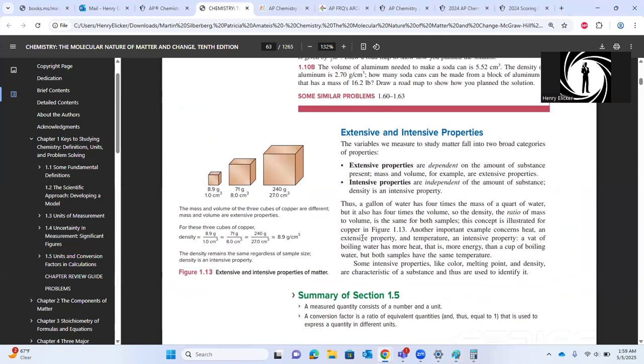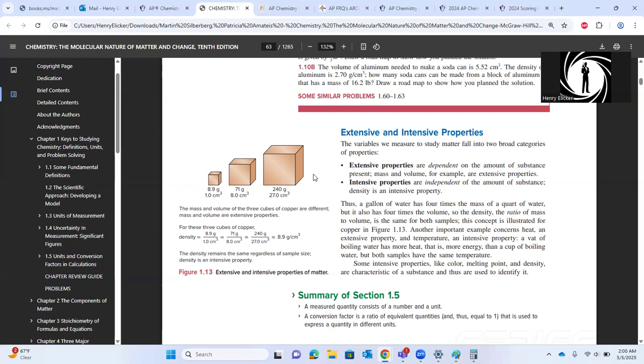All right. And lastly, what's an extensive property and what's an intensive property? Extensive is dependent on the amount of substance present. Okay. So for instance, mass, right? Notice these bricks of copper, the smaller it is, the less it weighs. 8.9 grams. Bigger samples weigh more grams. So it depends on the amount of substance.